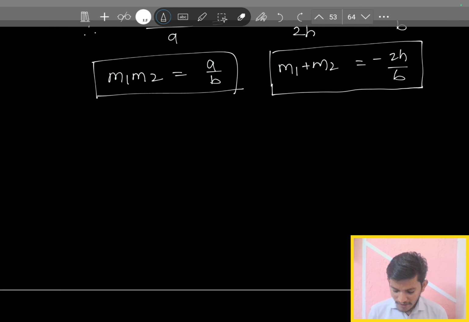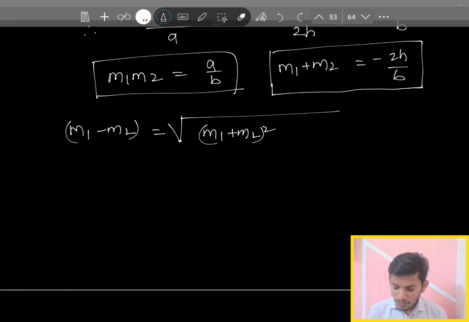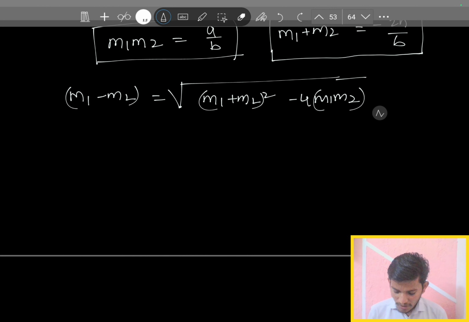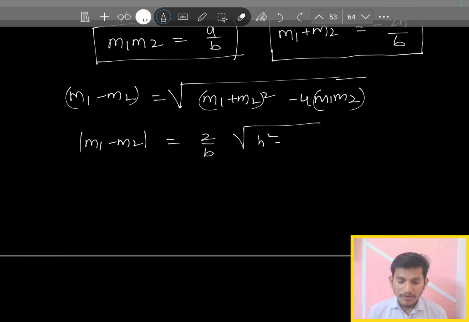So on the same line, I would like to write down the difference of slopes. The difference of slopes is written in this way: under root of m1 plus m2 whole square minus 4 m1 into m2, right? If you substitute the sum of slopes and product of slopes over here, you will get the difference of slopes, m1 minus m2 or m2 minus m1, whatever it is, equal to 2 by b into root over h square minus ab.